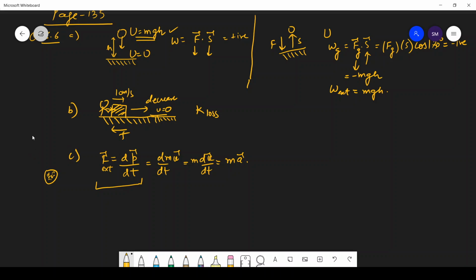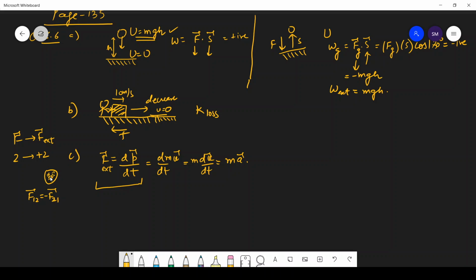Whenever students you are writing only force, it always means external force. Whenever you are writing 2, it always means plus 2. Similarly, whenever you are writing force, it's external force. Why? Because internal forces always cancel out each other. Suppose there are two particles inside the body. According to Newton's third law, both the forces are equal and opposite. So they always cancel out.